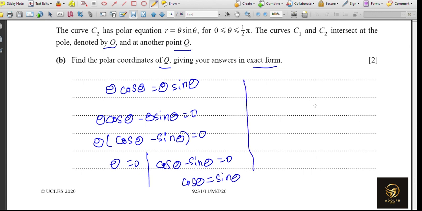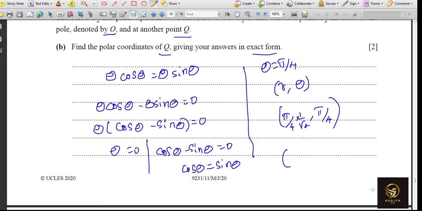We know that cos theta and sine theta are equal at theta equal to pi by 4, and the intersection point will be in the form of r comma theta. So theta is pi by 4, and r is theta cos theta, or theta sin theta, that is pi by 4 times 1 by root 2. Since the denominator is irrational, I have to rationalize it, so that I will get root 2 pi divided by 8 comma pi by 4 as the answer.